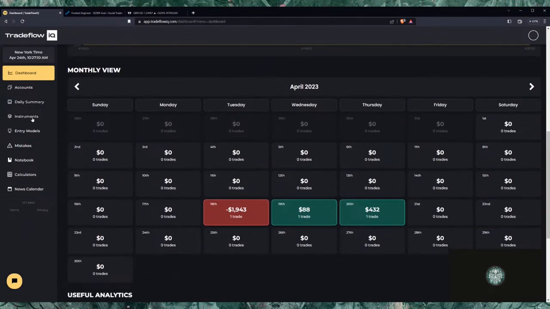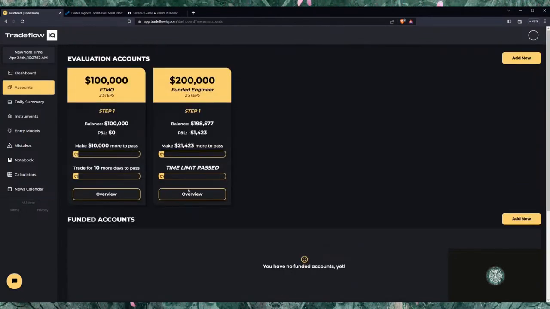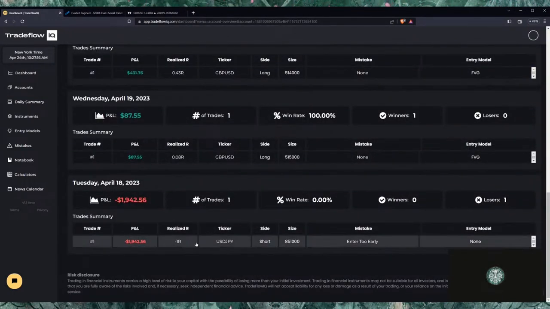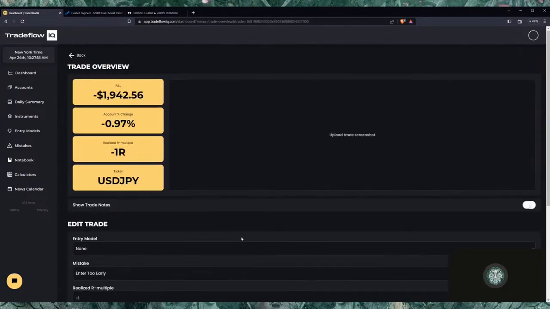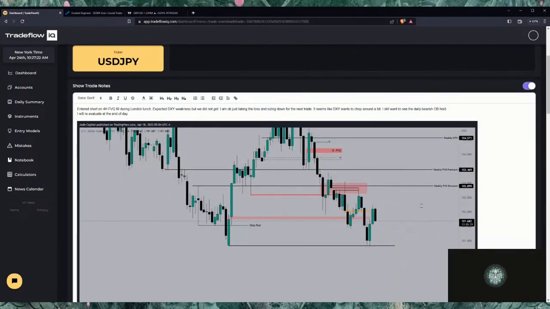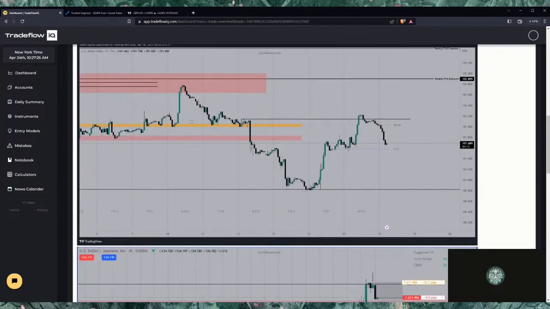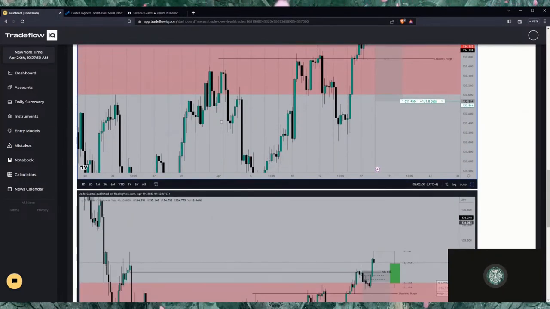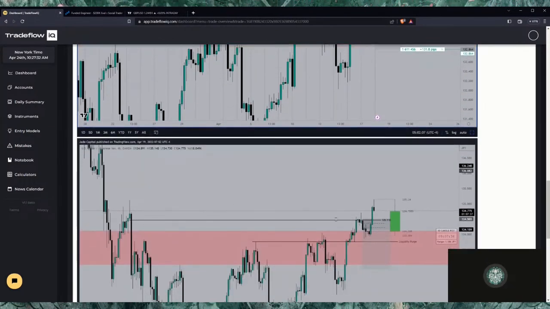So if I go into my accounts, go to the overview, we can pull up some of these trades and take a look at them. I don't believe I have all the screenshots shown. Maybe I do. Yeah, so I tried to short the yen when it looked like this, right? I had talked about it filling this 4-hour fair value gap back here, right? Stopped out at a full loss.